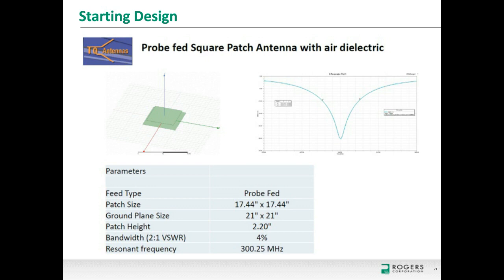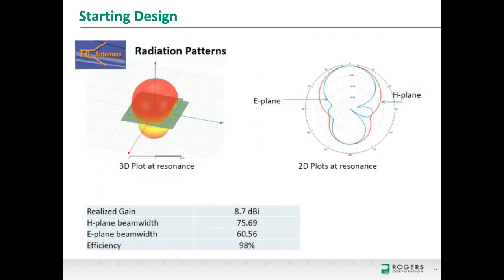And so we're starting off with an air-loaded 300 megahertz patch antenna, and this is our control, right? So you see the patch dimensions, the ground plane dimensions, the height of the antenna. You have a 4% fractional bandwidth and a center frequency of roughly 300 megahertz. When I look at the radiation patterns of the antenna, I'll see a realized gain of about 8.7 dBi, which is typical for an air-loaded patch. These are my horizontal and vertical beam widths. And then because I've got a low-frequency patch antenna that's loaded with air, my efficiency can be quite good, and we get an efficiency here of 98%.